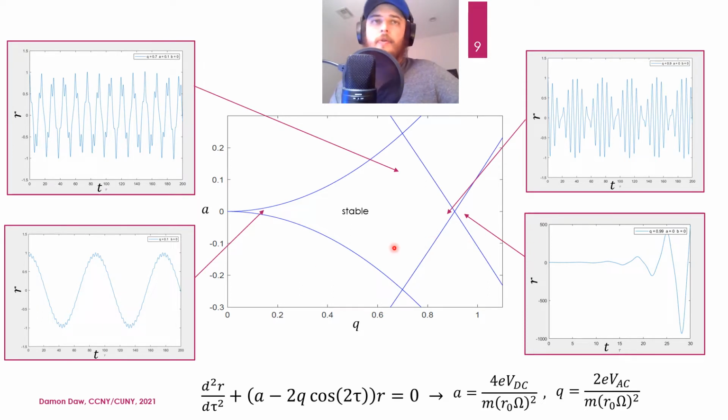You can generate stability diagrams like this in a few different ways, but typically we use MATLAB to solve the equation of motion numerically. Then if the solution diverges like this, we throw it out. And if the solution stays bounded, we keep it.